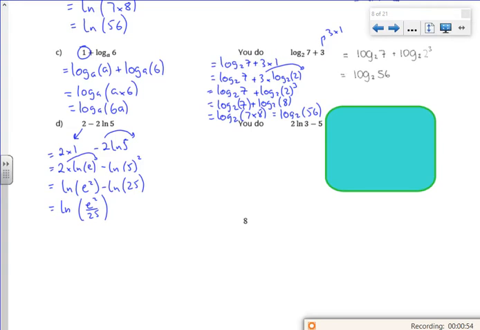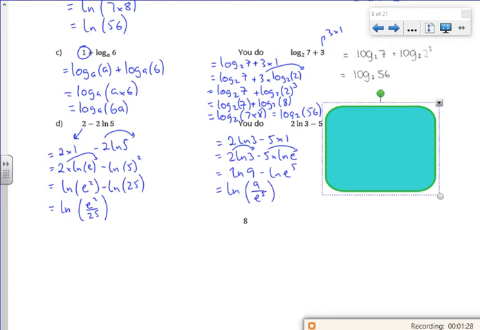This one for you, I've got 2 log 3 minus 5 times 1, ln of e. Take the powers up, I've got ln of 3 squared, which is 9, so be careful, and then log of e to the 5. Combine them as a single one, the minus means divide. I've got 9 over e to the 5, which could be written as 9 e to the minus 5.